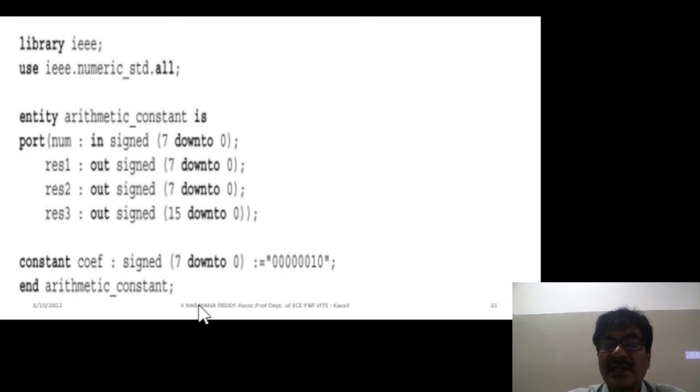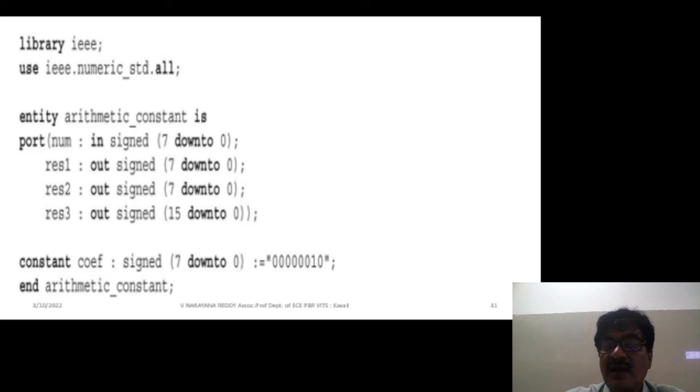Then one more declaration in the same entity, that is the constant coefficient. COEF is the user defined name, but it is a constant object. Previously, whatever objects we had, that is num, register 1, register 2, register 3, by default they can be declared as signal objects. But now COEF is a constant object, it is a constant. Its data type is signed and its size is 7 down to 0, again 8-bit data.